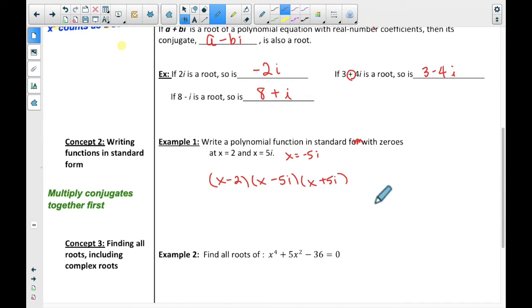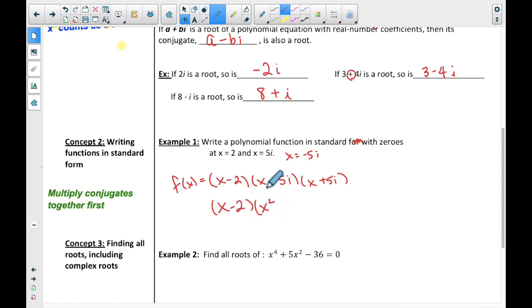Okay, so here are our factors, and it says a polynomial function. So this is our function, this is our f of x. This is in factored form, but we need it in standard form. I have a little hint for you: multiply the conjugates together first, and we actually worked on this a little bit last week as well. So I'm going to multiply these two together because that's going to make it a little bit easier for me, isn't it? And I think hopefully we remember that's going to give me x squared.